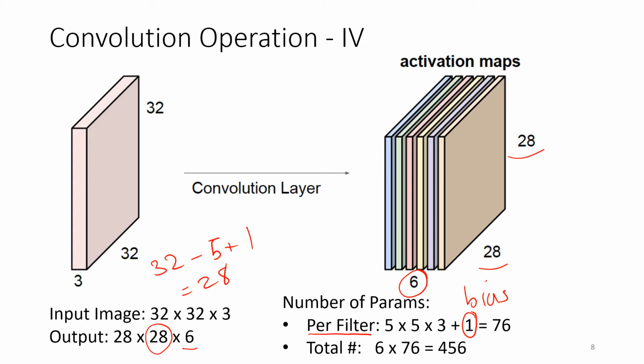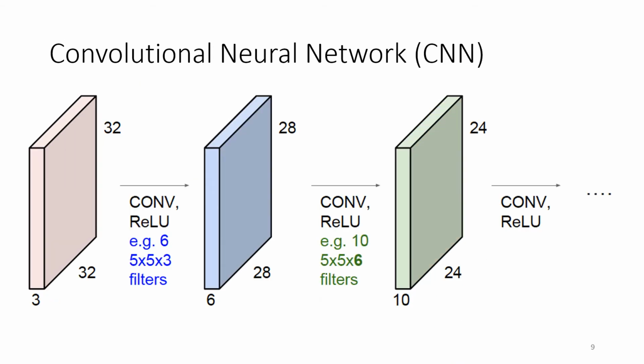So for each filter we have 76 parameters. In total we had 6 of these filters, so at the end we have 456 weights or parameters for this, and this basically creates one convolutional layer for us. The input of this convolutional layer is 32 by 32 by 3. The output is 28 by 28 by 6, and in total we have 456 parameters.